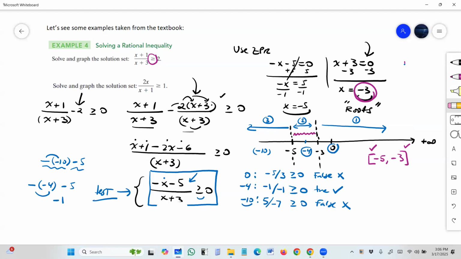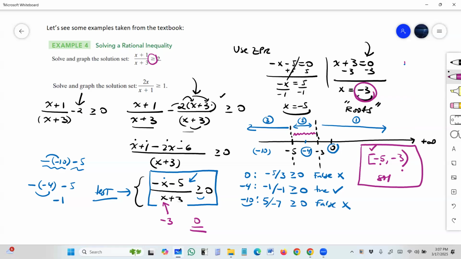Okay, so let me just erase this for a little bit. What happens if you include negative 3 here? So you have negative 3 plus 3, which is 0. So I cannot have division by 0. So on the denominator root, whatever the sign is, you cannot include. So the minus 5 is included. That's why you have the square bracket. And the minus 3 is not included. That's why you have the parentheses. So the solution is this.